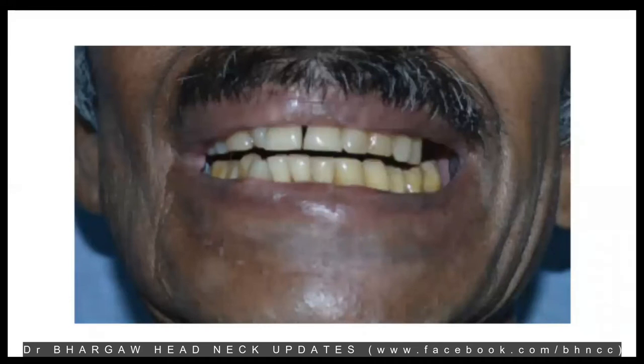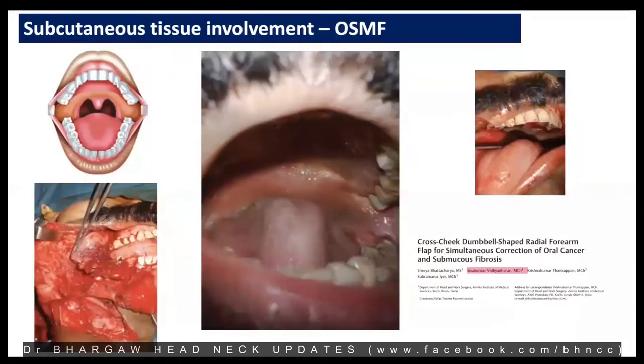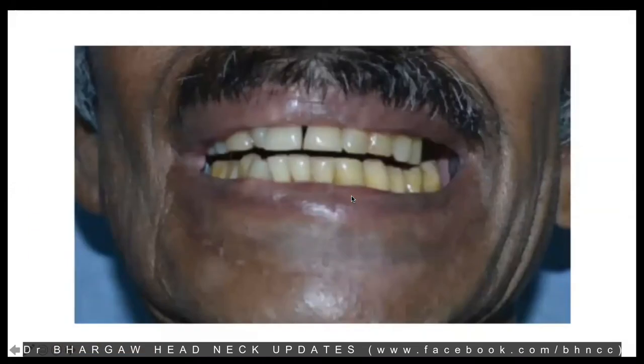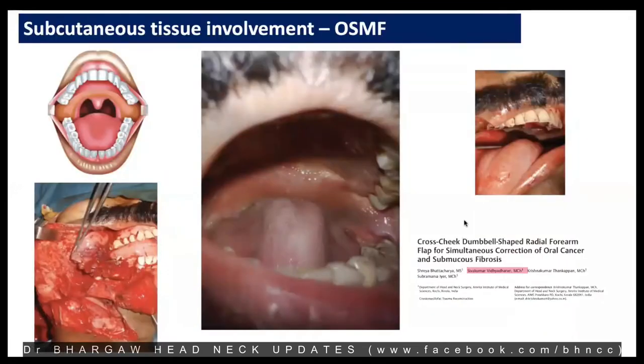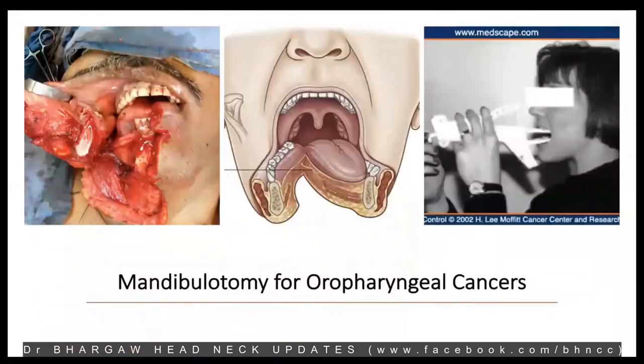Sometimes we resect out the fibrous tissue, which can cause the trismus, as in this patient, and then you can do a nice flap which covers the whole area once you get the adequate mouth opening. So here's a patient who had very severe trismus and very good mouth opening, almost 3.5 centimeters post treatment.